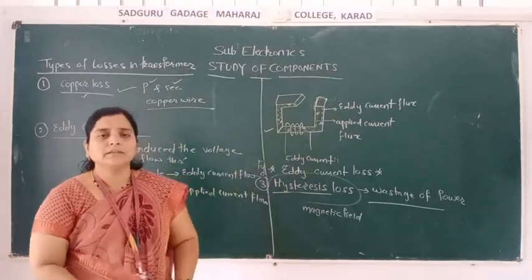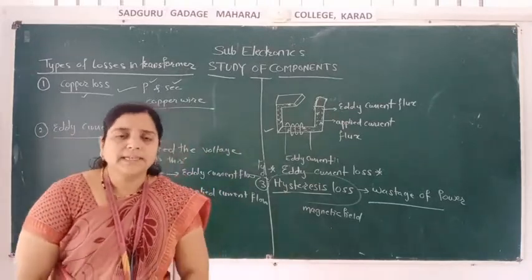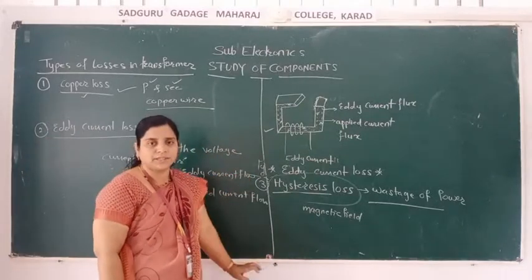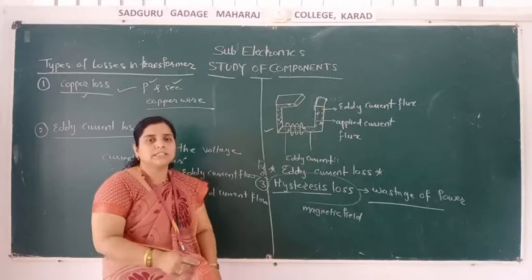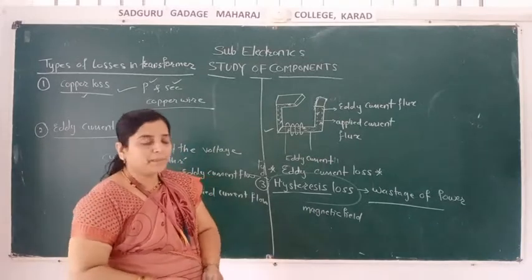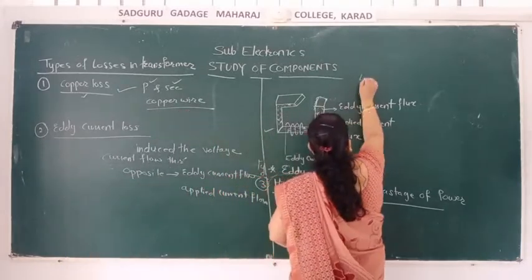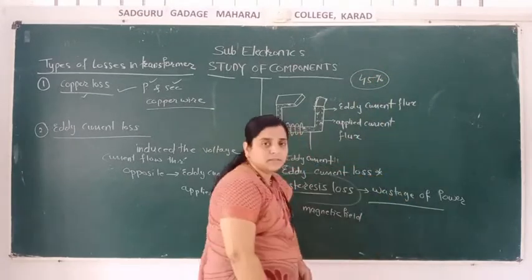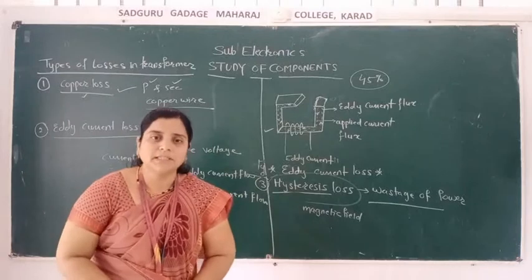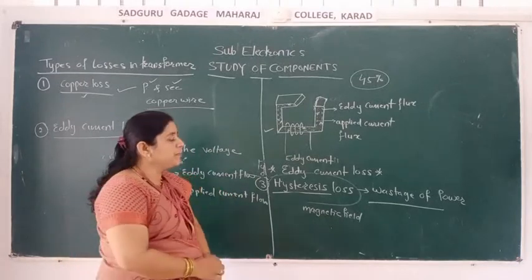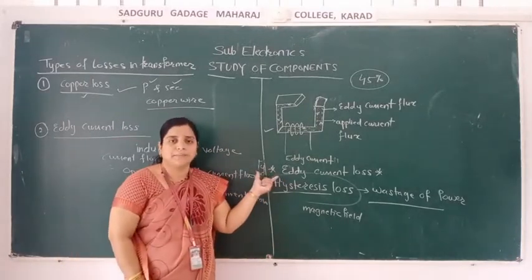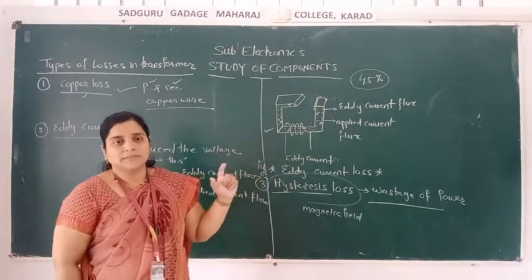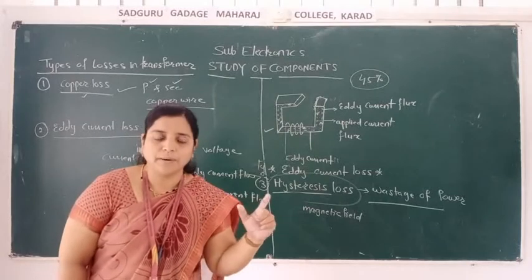Here your chapter, study of components, is finished. It has two parts. The first part of this component has finished here. This chapter contains 45% of marks from paper 1. 45% of questions will be asked on this chapter. It is a very big chapter. This is only one part of the study of components.